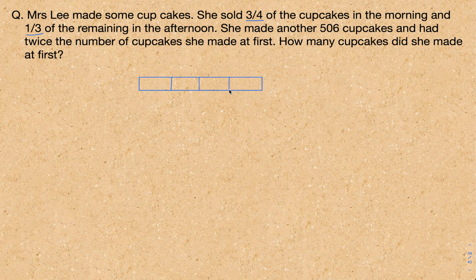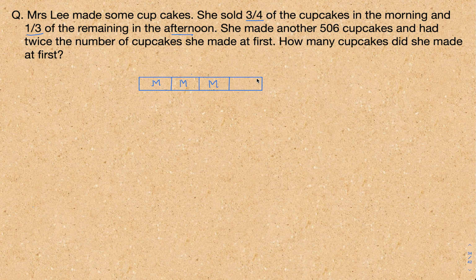So we have done this, and out of these 4, she has sold 3 in the morning. So let's show it like this. This one and this one she sold in the morning. So what is left? This is the remaining part, after selling 3/4. Then in the question they are saying that she sold 1/3 of the remaining in the afternoon. But here for the remaining we have only 1 unit.